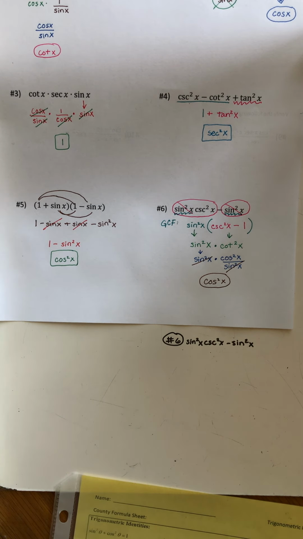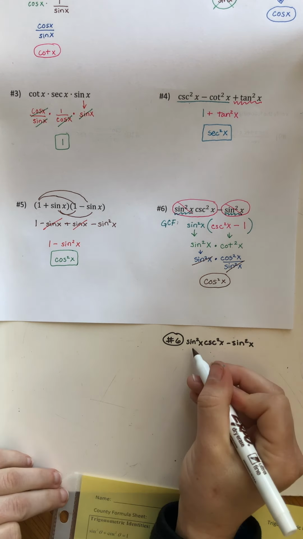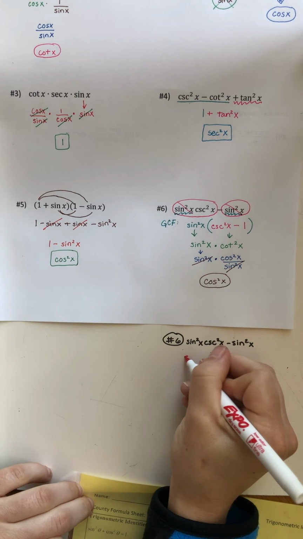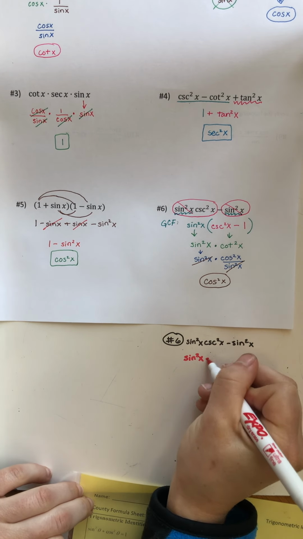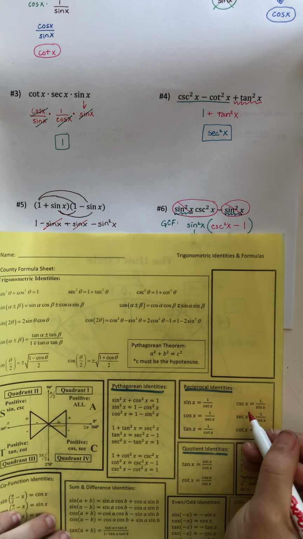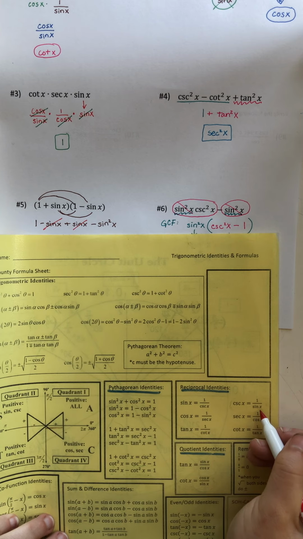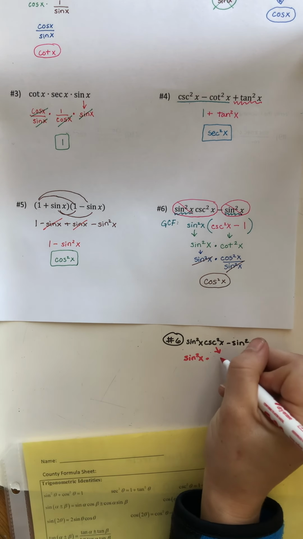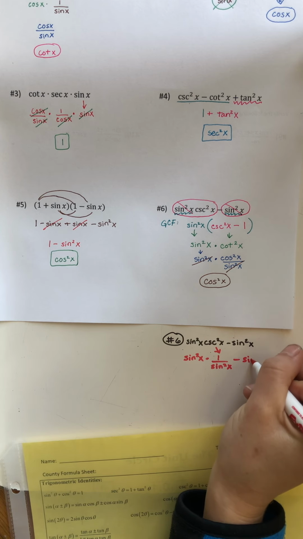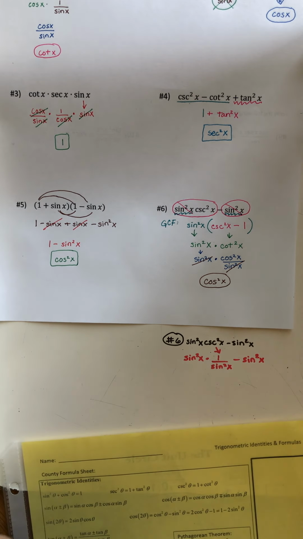We can put it in terms of sines and cosines. So this sine is okay still. This cosecant, we would need to change. So that sine squared x is okay. This cosecant squared x is going to change to 1 over sine squared x. And then you have a minus a sine squared x.